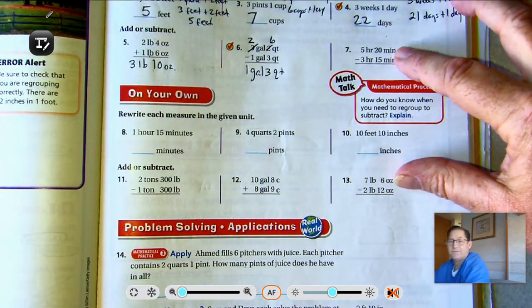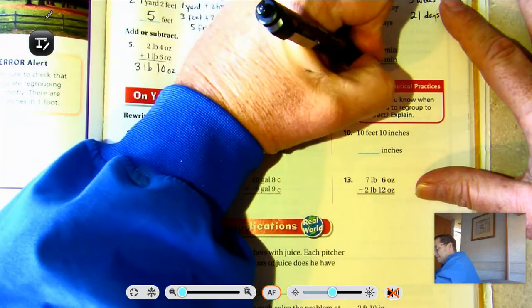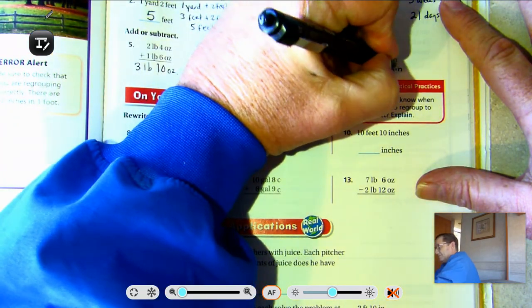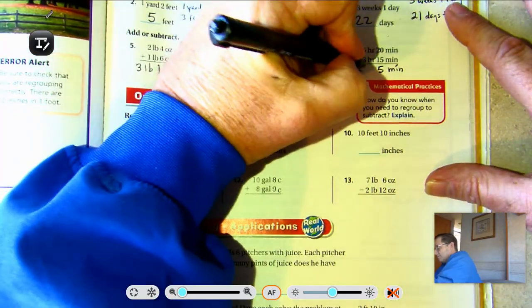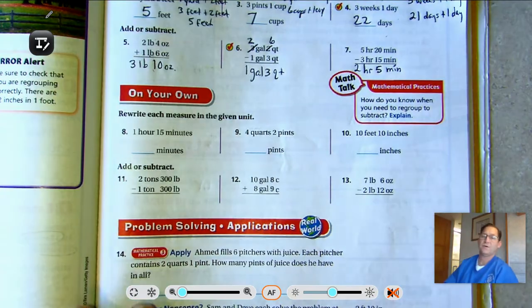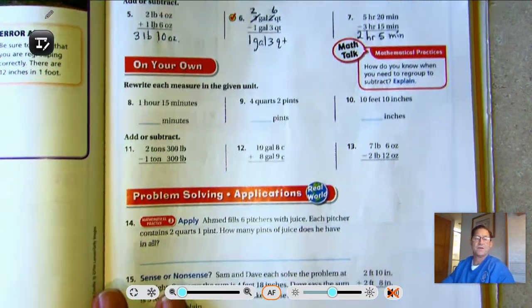20 minutes take away 15 minutes. We can do that. That's 5 minutes. 5 hours take away 3 hours. It's 2 hours. Okay, so 2 hours, 5 minutes.